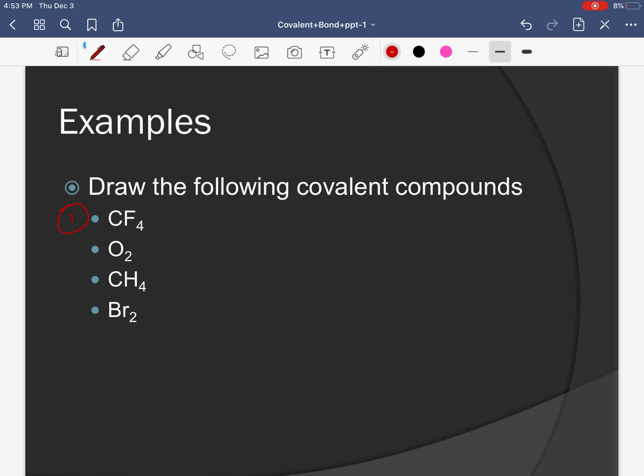Let's do the other examples. So CH4. I have, my want. I have 4 valence electrons in my carbon atom. I want 8. I have 4 hydrogens.